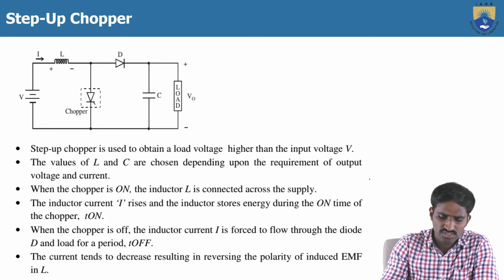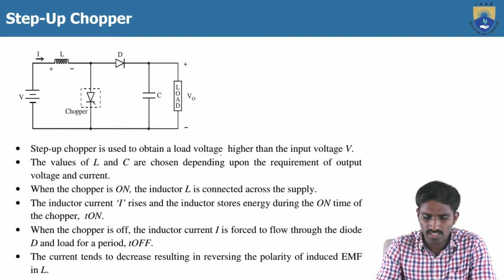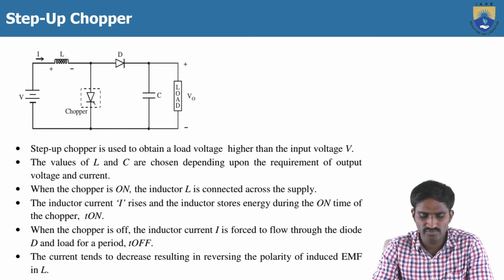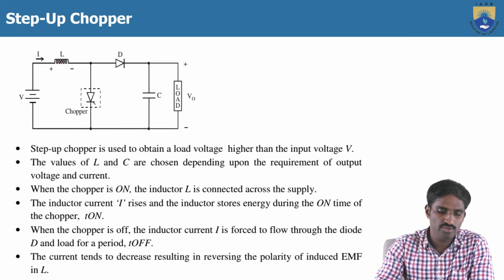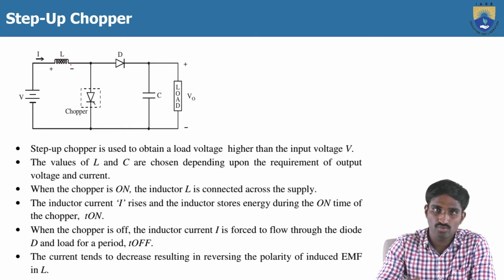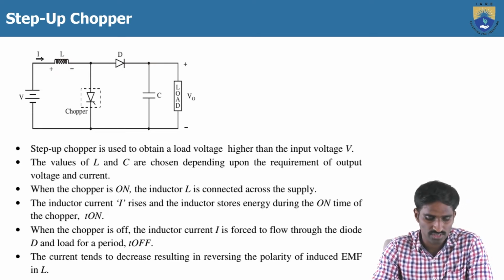The same points I have just mentioned here. I'm just going to read, and if some point needs explanation, then I will explain. The step up chopper is used to obtain a load voltage higher than the input voltage, and the values of L and C are chosen depending upon the requirement of the output voltage and current. Which means if you need higher output voltage, then you have to take a higher value of inductance, so that it can store more energy. While discharging it can dissipate more energy, so that's why.